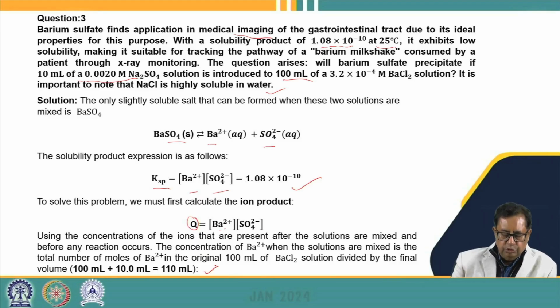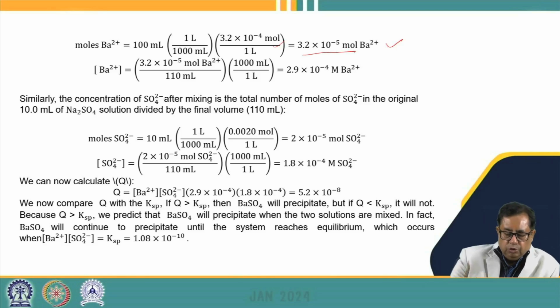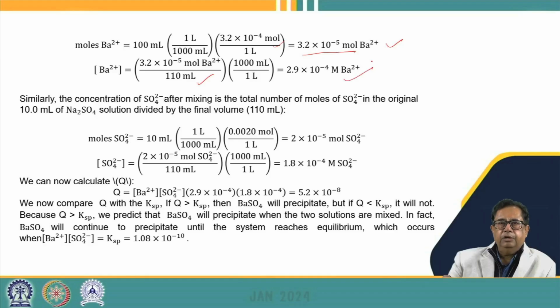Here we are adding 2 solutions, one of 100 ml and the other of 10 ml. So we have to calculate the molar concentrations for the 110 milliliters of solution. We can calculate the moles of barium present in the original solution. The molar concentration is 3.2 into 10 to the power minus 4 moles per liter, so in 100 ml there will be nearly 3.2 into 10 to the power minus 5 moles of barium. In 110 ml of the solution, we have a barium concentration of nearly 2.9 into 10 to the power minus 4 moles per liter.